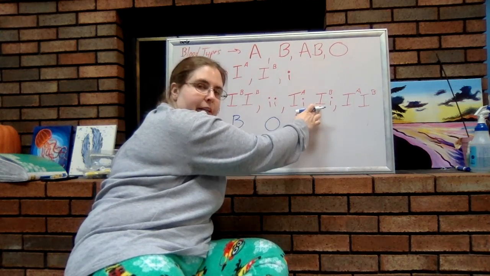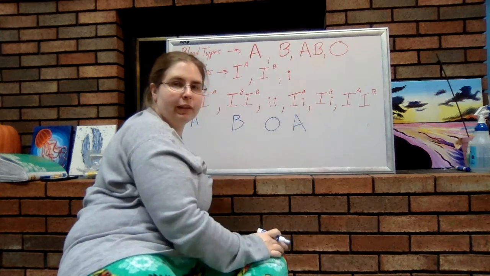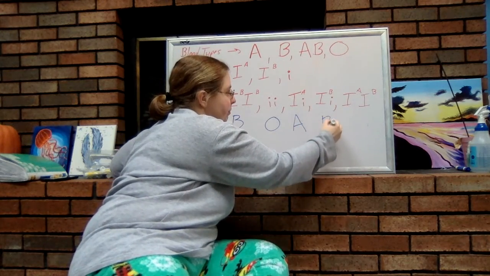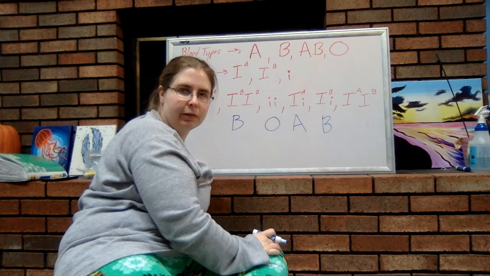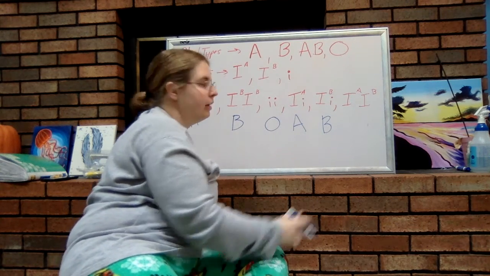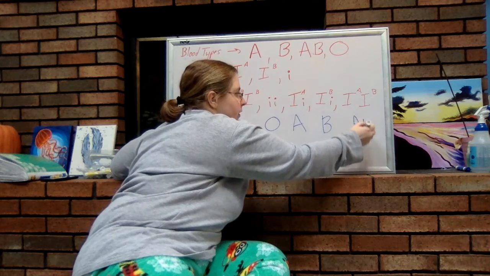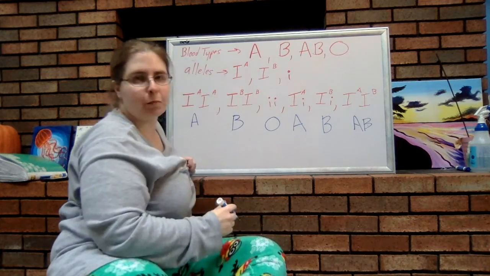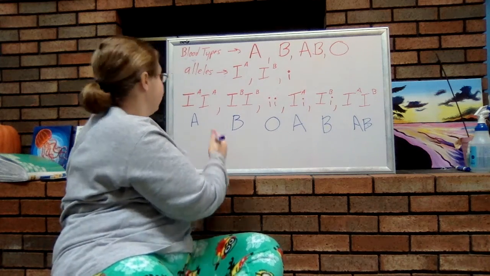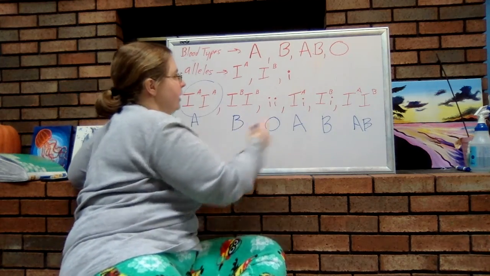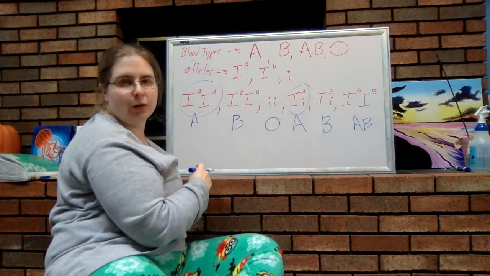A dominant B allele with a recessive O allele, you're going to be blood type B. And here we have the codominant alleles. So they're both dominant, so you'll be blood type AB. So in other words, there are 2 ways that you can have type A blood. If you are homozygous for A or if you are heterozygous for A.